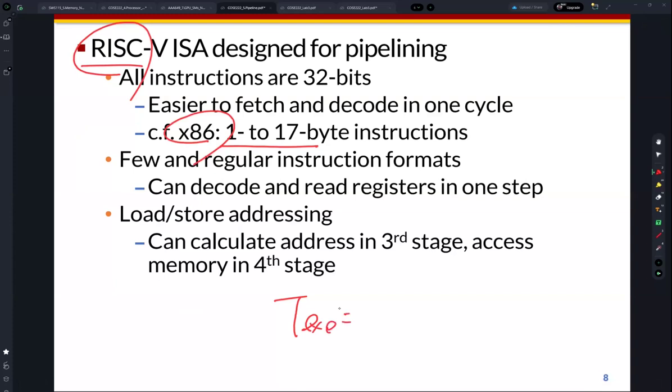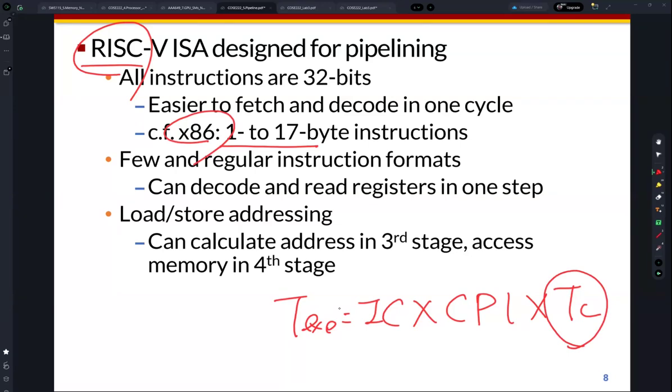When I explained the execution time equation, I showed CPI, then TC. With pipelining, I explained that we can reduce TC, so we can increase the performance. We assume the instruction count is the same because the software is the same. Then CPI is 1, because in the single cycle processor design, CPI is always 1, right? A single cycle processor can execute 1 instruction per cycle.